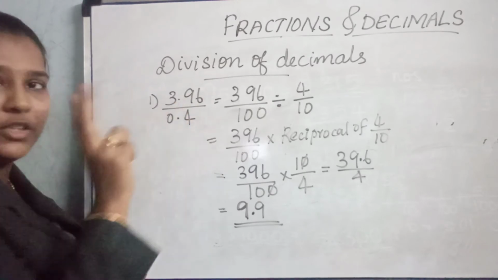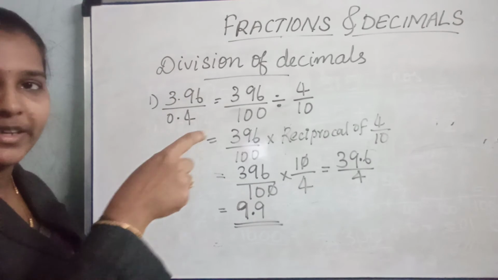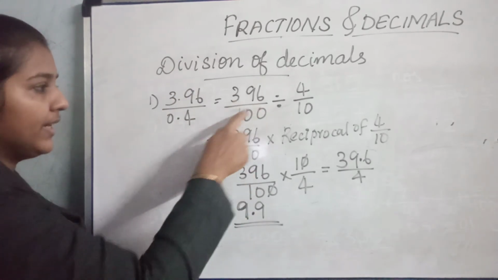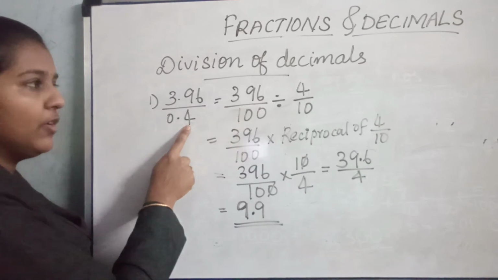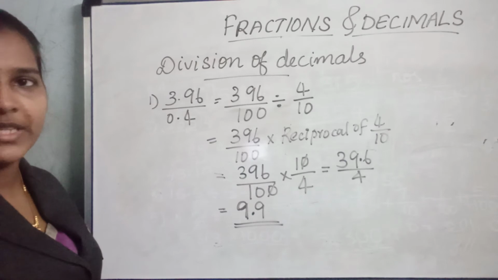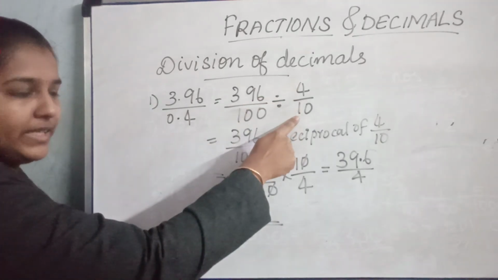That means this number is divided by 100. So 396 by 100, and 0.4, what is that? Yes, 4 by 10 is 0.4, isn't it? So you can write 4 by 10.